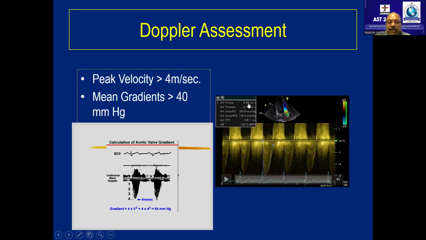Here the velocity is 2.95 peak, mean is 2.14, peak gradient 35, mean gradient 18. So it's not classifying into severe aortic stenosis. Severe aortic stenosis has to be more than 4, more than 40.